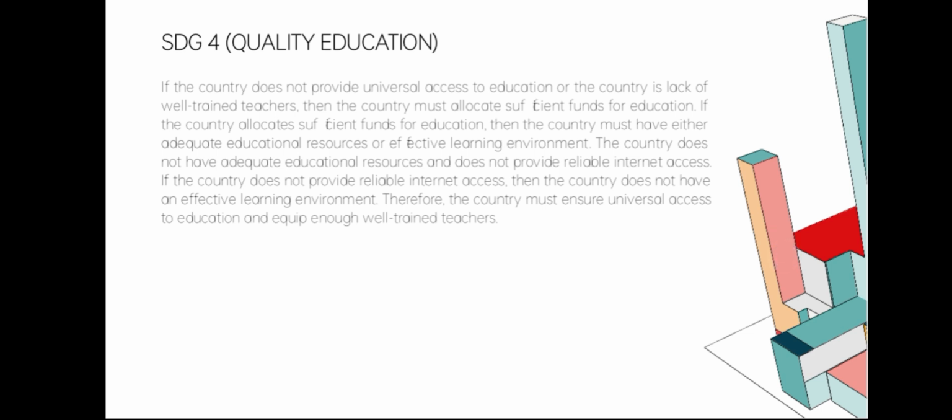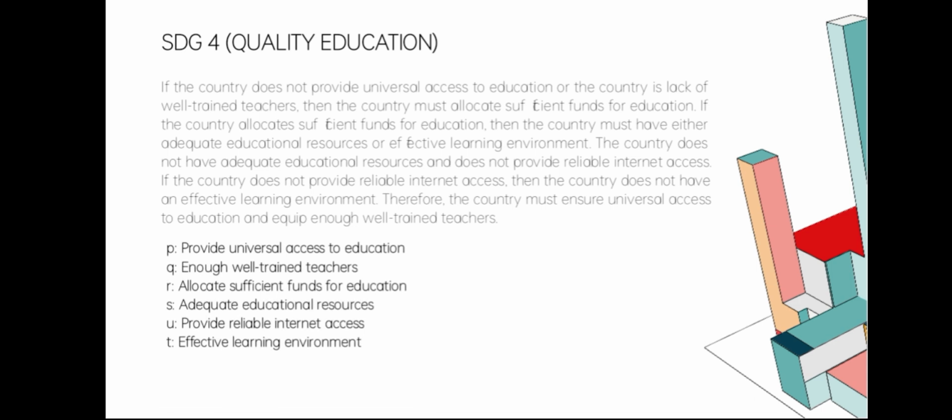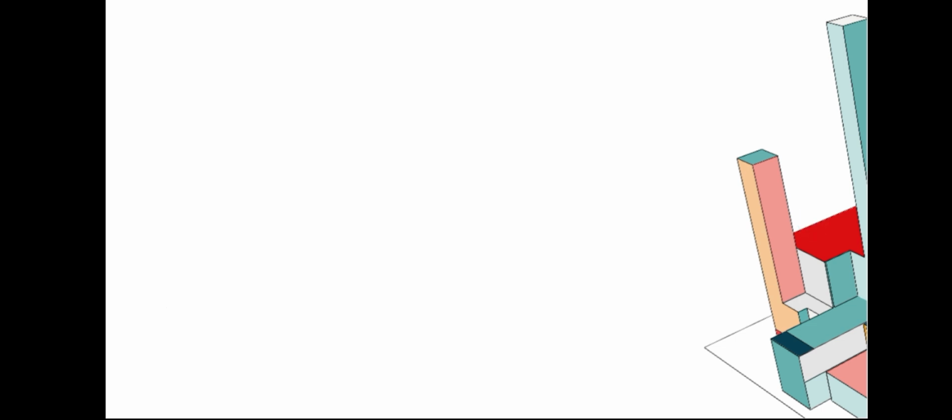So to derive our variables, we have here P for provide universal access to education, Q for enough well-trained teachers, R for allocate sufficient funds for education, S for adequate educational resources, U for provide reliable internet access, and T for effective learning environment. So we have 6 variables.